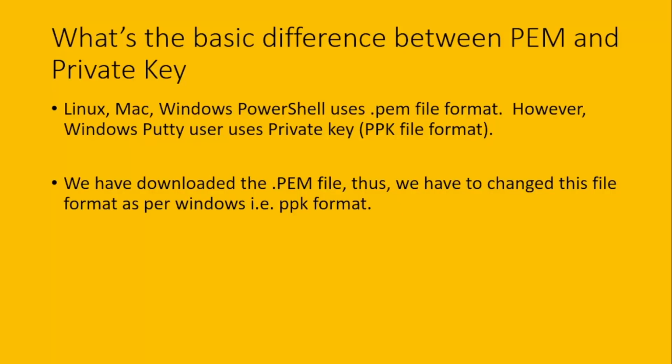So in this section, we will learn what are the basic differences between PEM and private key. So Linux, Mac and Windows PowerShell use the PEM file format. However, Windows PuTTY users use the private key, PPK file format. And we have downloaded the PEM file from the AWS portal. Thus, we have to change this file format as per the Windows PPK format.